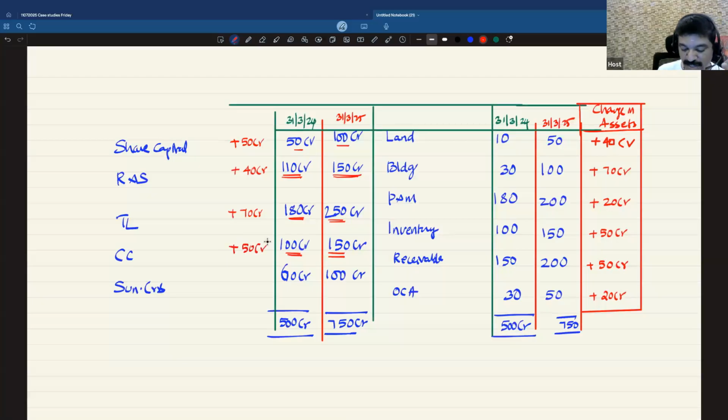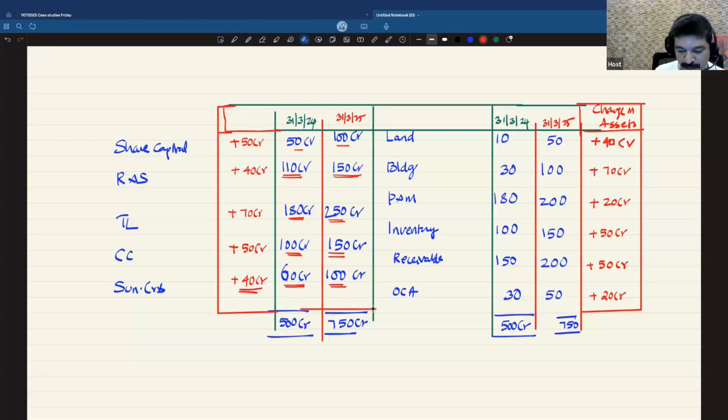And what is the change that happened in sundry creditors? It increased from 60 crore to 100 crore, that is, it increased by 40 crore. So this is the change that happened in sources of finance. The uses of finance already we have covered.